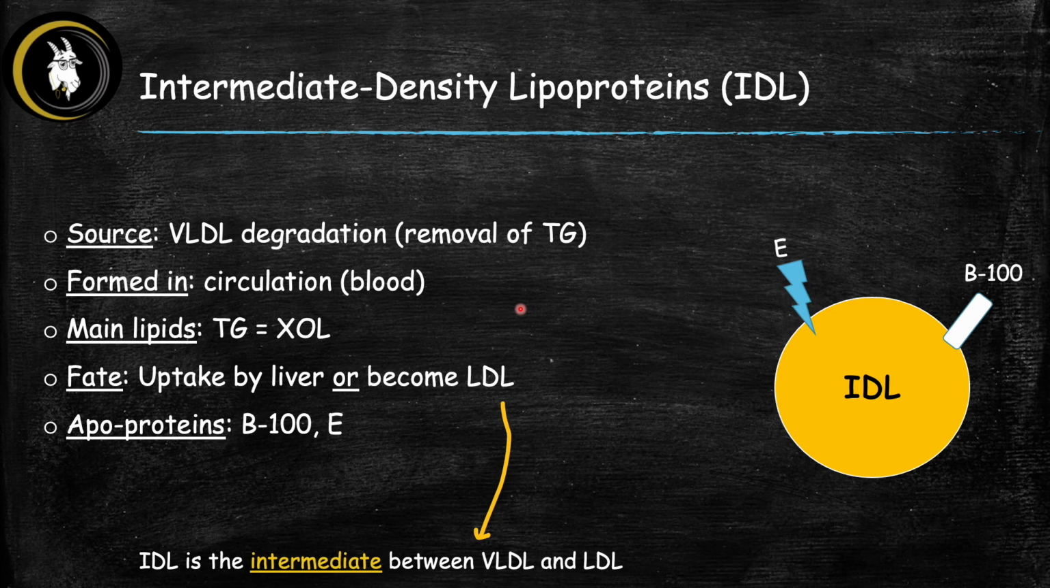And so one of 2 things is going to happen to this IDL. About half of it is going to get taken up by the liver, so removed from the circulation, and the other half is going to get further degraded and turn into the next lipoprotein, which is LDL, and that's exactly why this is called intermediate density lipoprotein, because it's the intermediate or the middleman between VLDL and LDL. And then finally, as far as apoproteins go, it's got the same ones as VLDL had on it minus ApoC2, so that means the ones that still remain on IDL are ApoB100 and ApoE.